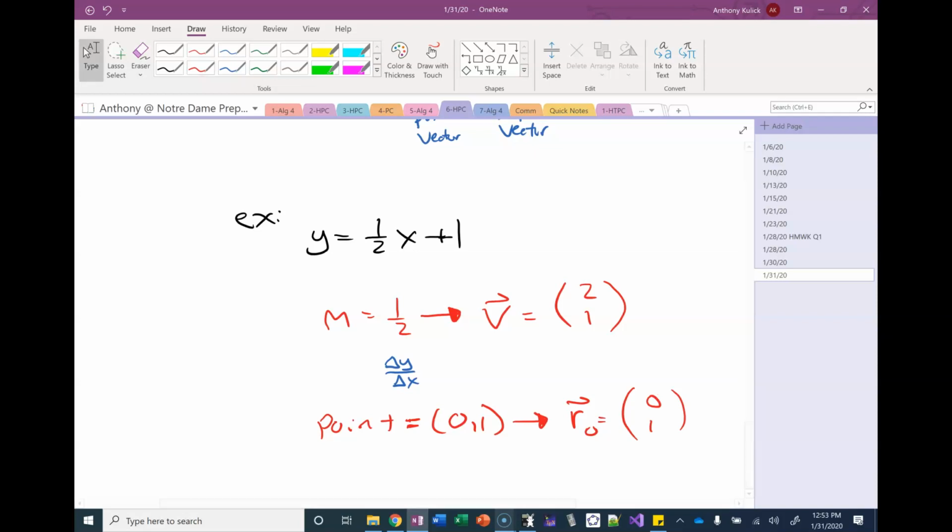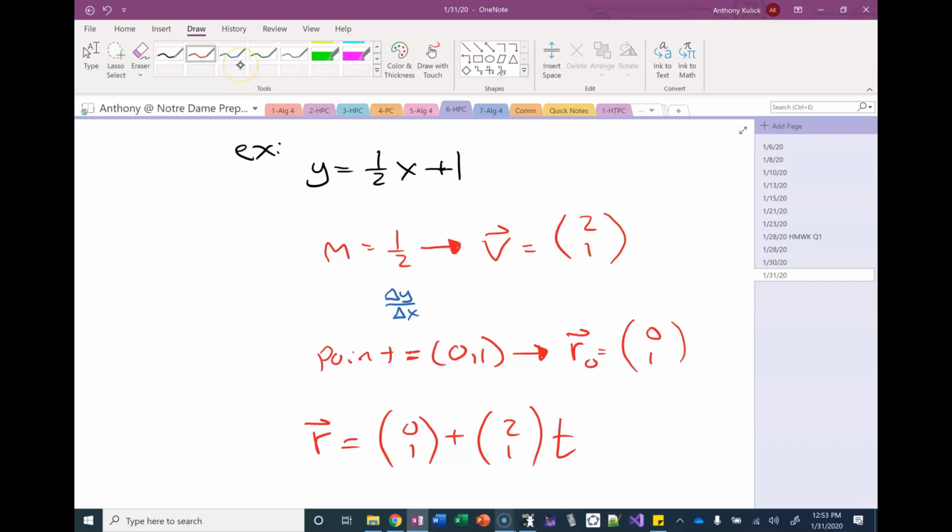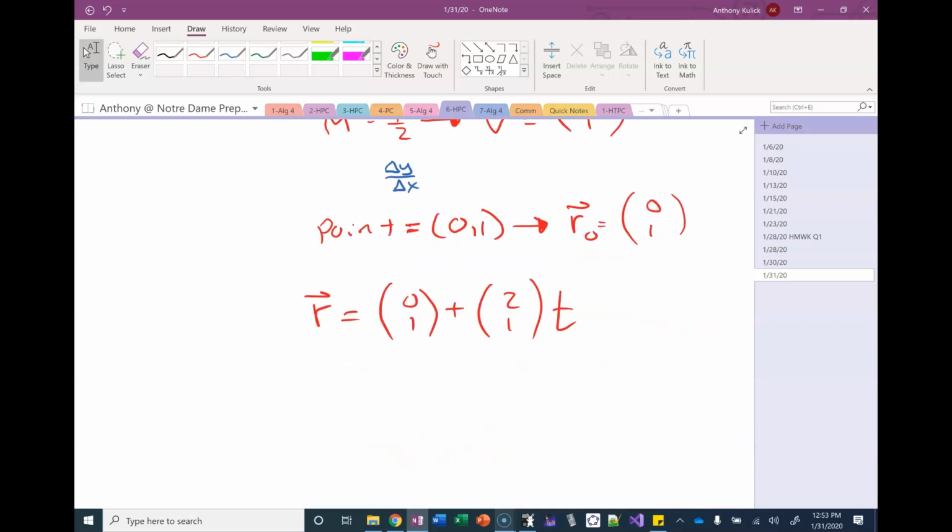Okay? So then I can say r is equal to 0, 1 plus 2, 1 t. Everybody good there? So the way I would generate points then for my line is by picking values of t. So let's just kind of demonstrate how that works. Pick a value for t for me. I'll go with the first one I heard, which was 3.